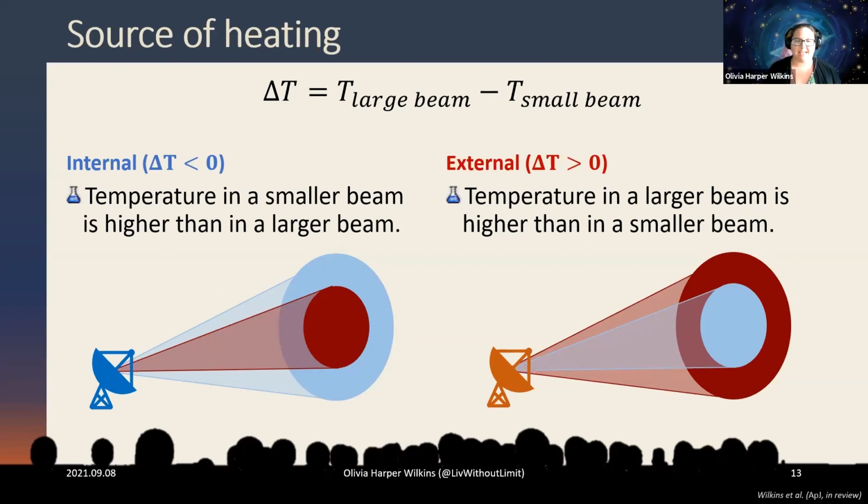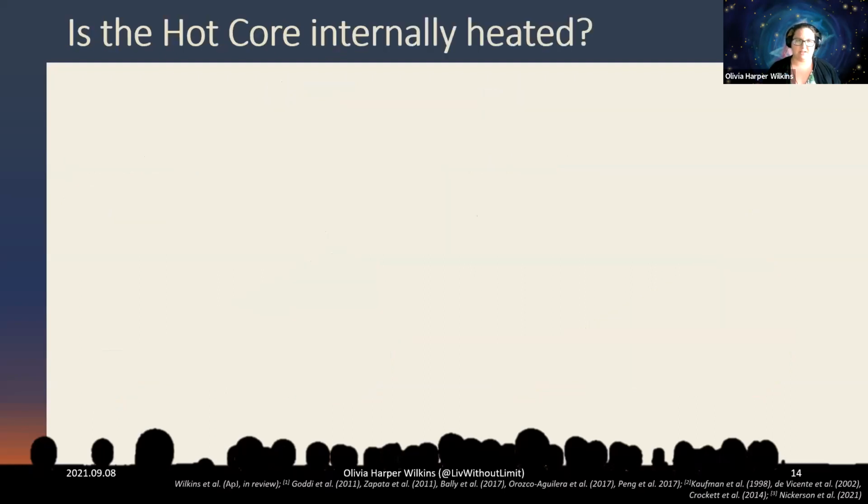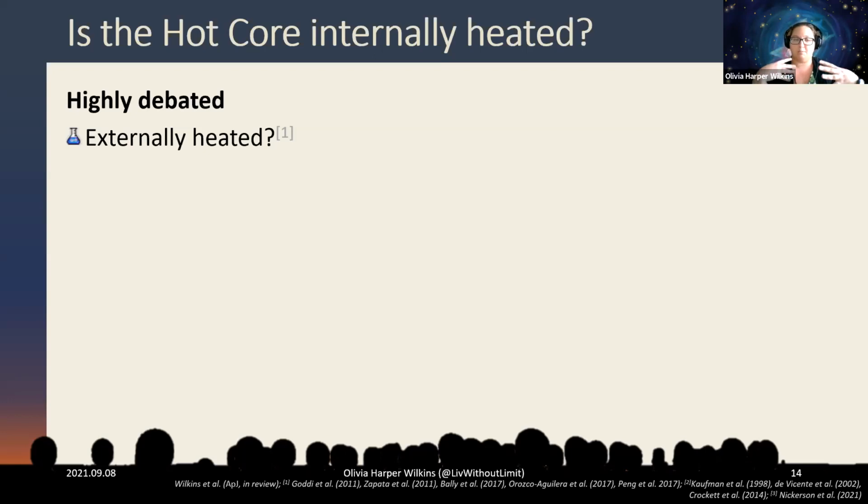I mentioned that heating in Orion KL has been a source of debate, and this is especially true around the hot core. One ongoing question is whether the hot core is internally or externally heated. There's a lot of work that suggests that it's externally heated. The hot core is missing some key hot molecular line emission that you'd expect if it were a true hot core, meaning that there's a baby star in there growing.